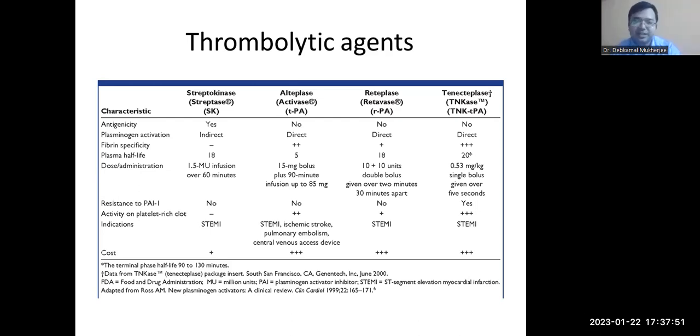The options are tenecteplase, alteplase, reteplase, and streptokinase. So which is the best one out of these? Which gives the best?